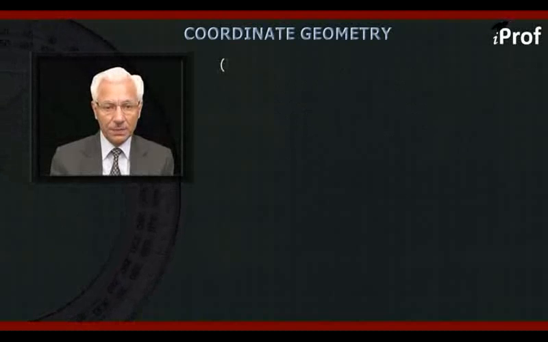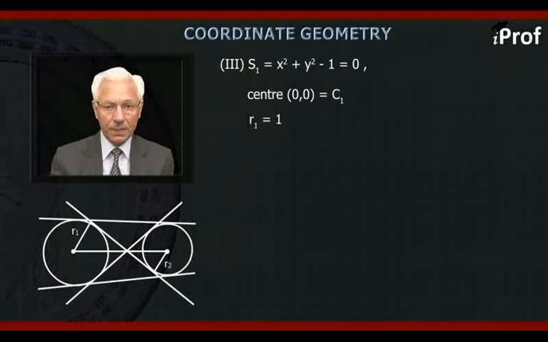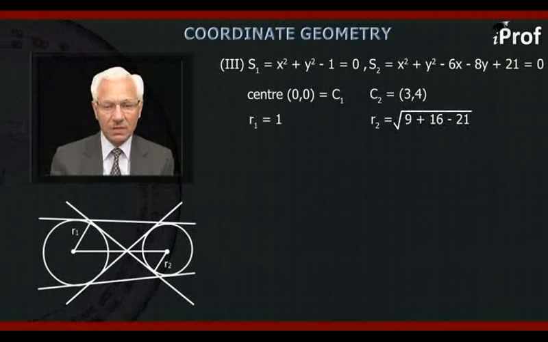Now, question number 3. S1 is represented by x squared plus y squared minus 1 equal to 0. The center C1 is 0, 0 and radius R1 is 1. And the circle S2 is equal to x squared plus y squared minus 6x minus 8y plus 21 equal to 0. Therefore, center C2 is equal to 3, 4 and radius R2 is equal to square root of 9 plus 16 minus 21, which is equal to 2.